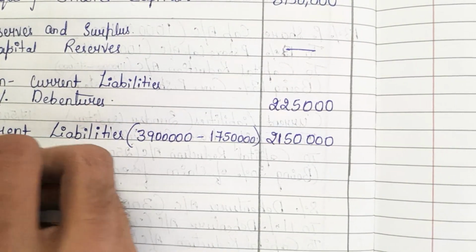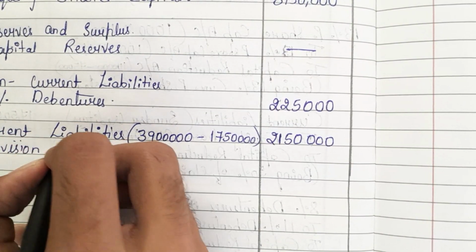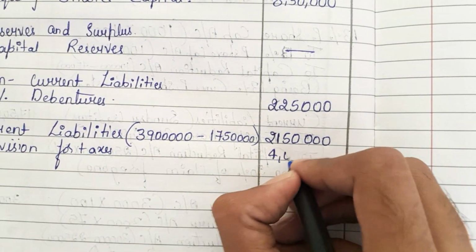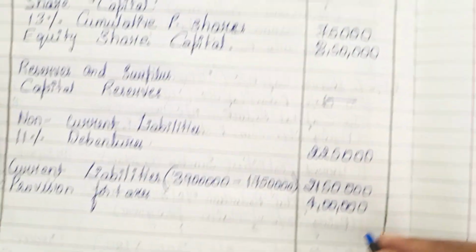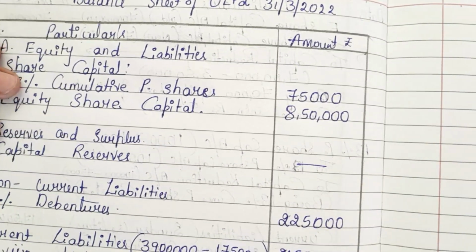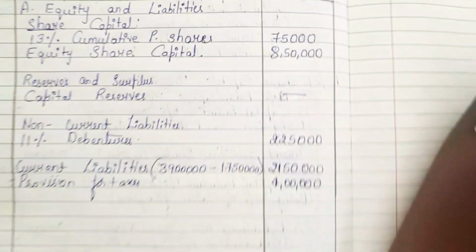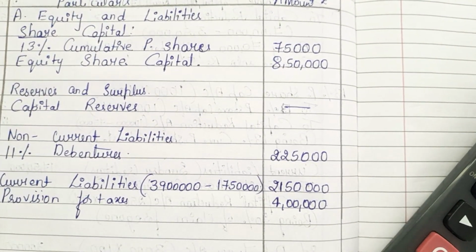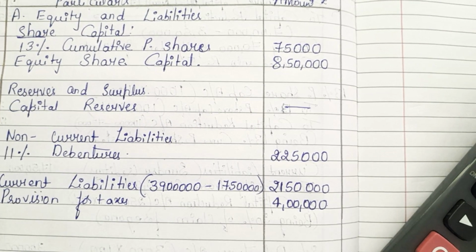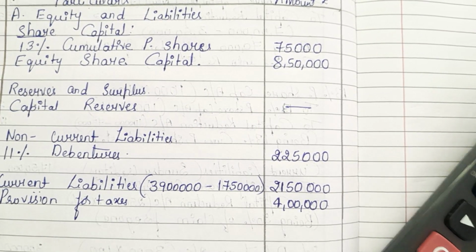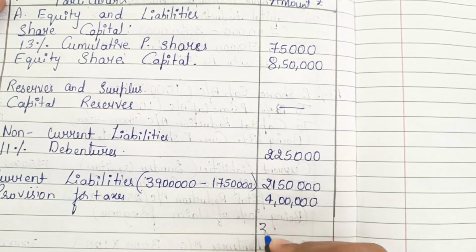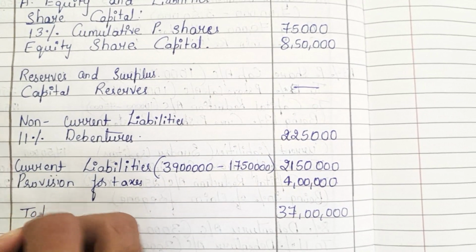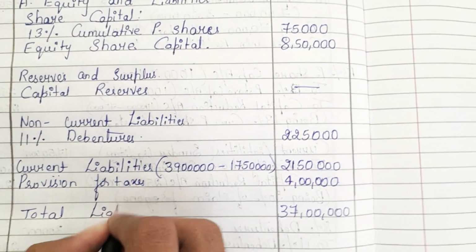Next, in the adjustment they have told that the tax liability is settled. So the provision for taxes we have settled, that is 4 lakh rupees. Now add all this: 75,000 plus 8 lakh 50,000 plus 2 lakh 25,000 plus 21 lakh 50,000 plus 4 lakh. You will get 37 lakh. This 37 lakh is the total liabilities, the liability side.